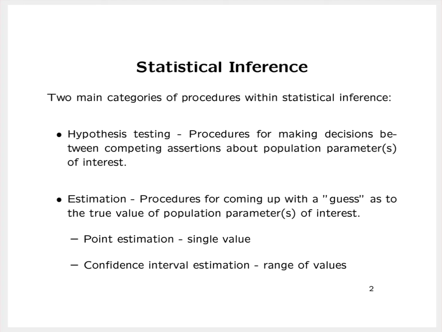Now, there are two kinds of estimates. The first would be a point estimate. The process of point estimation gives us a single value based on the data. The second type would be confidence interval estimation, or confidence interval estimates. The process of confidence interval estimation gives us not a single value, but a range of plausible values that the population parameter could possibly take on.